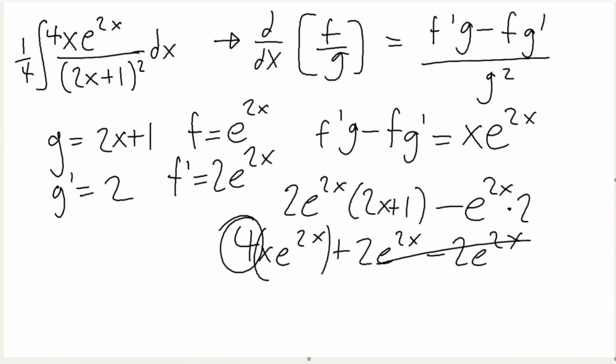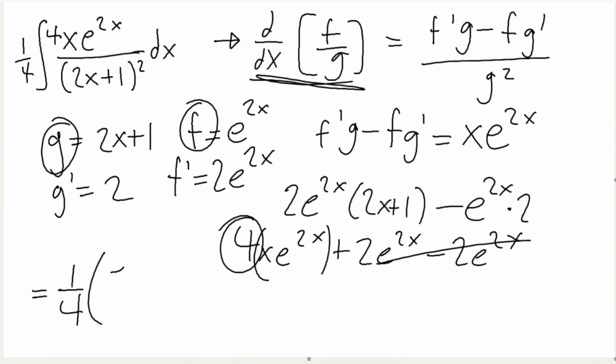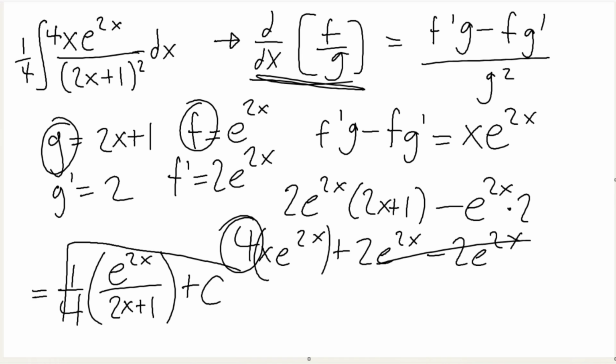Now that we know what f is and what g is, in reverse quotient rule, our answer is one fourth of e to the 2x over 2x plus 1, plus c. This is how we do reverse quotient rule at the intermediate level. Sometimes it's not so obvious, and you're going to have to experiment with functions like this. This is what we're going to practice in this section.